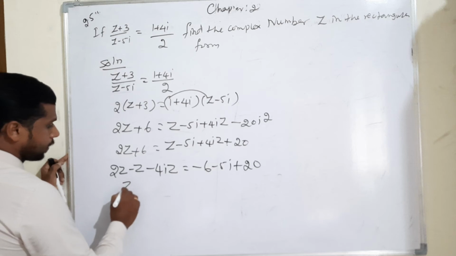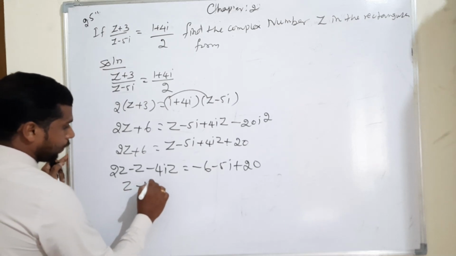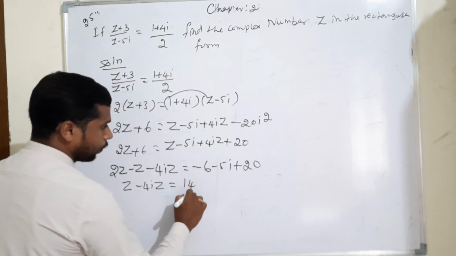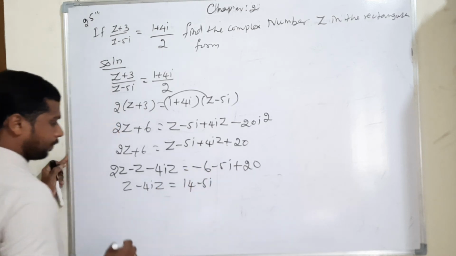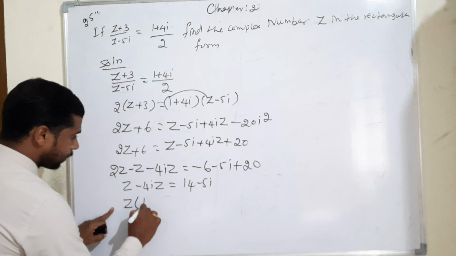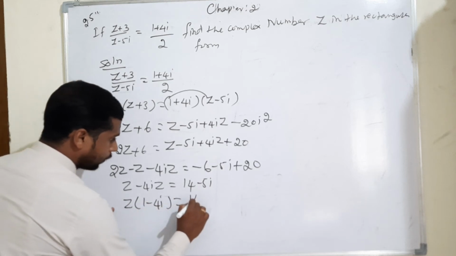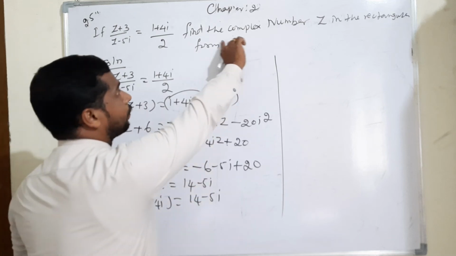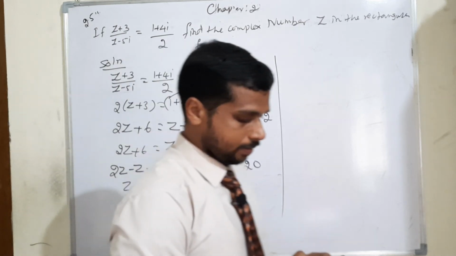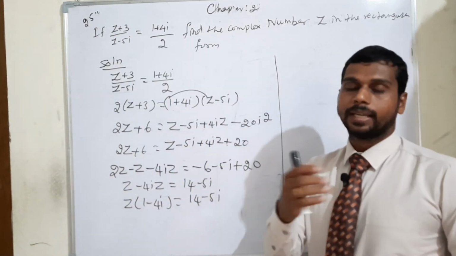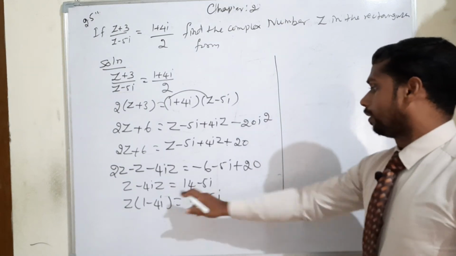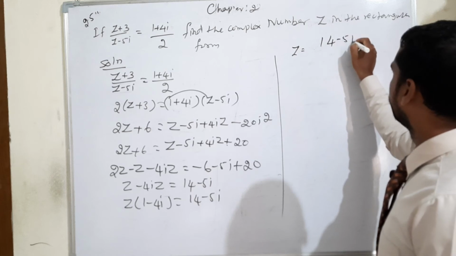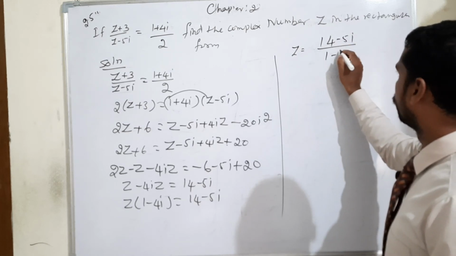2z minus z means z, minus 4i z, is equal to 20 minus 6, that is 14 minus 5i. Again, taking z common outside, (1 minus 4i) z is equal to 14 minus 5i. We need to find the complex number z in rectangular form, that is x plus iy form. Therefore z is equal to (14 minus 5i) divided by (1 minus 4i).